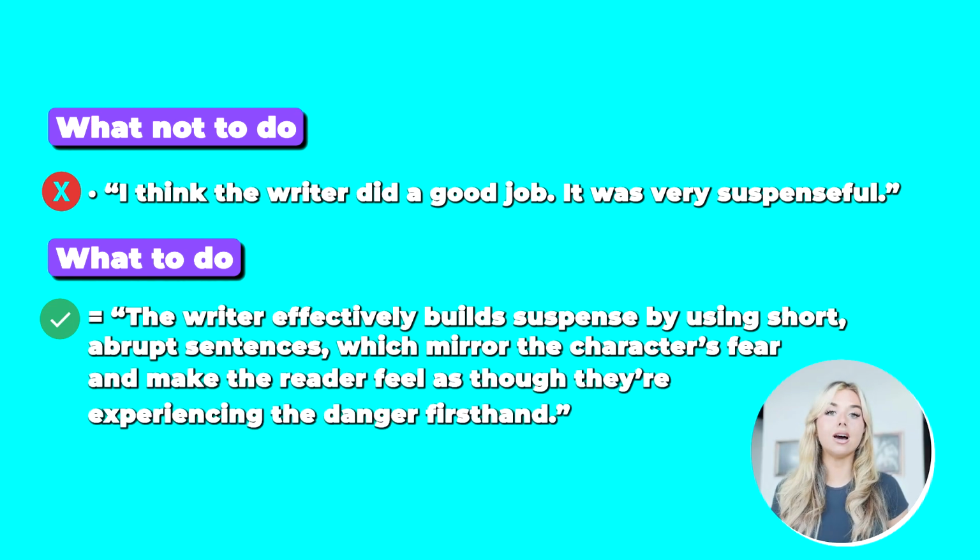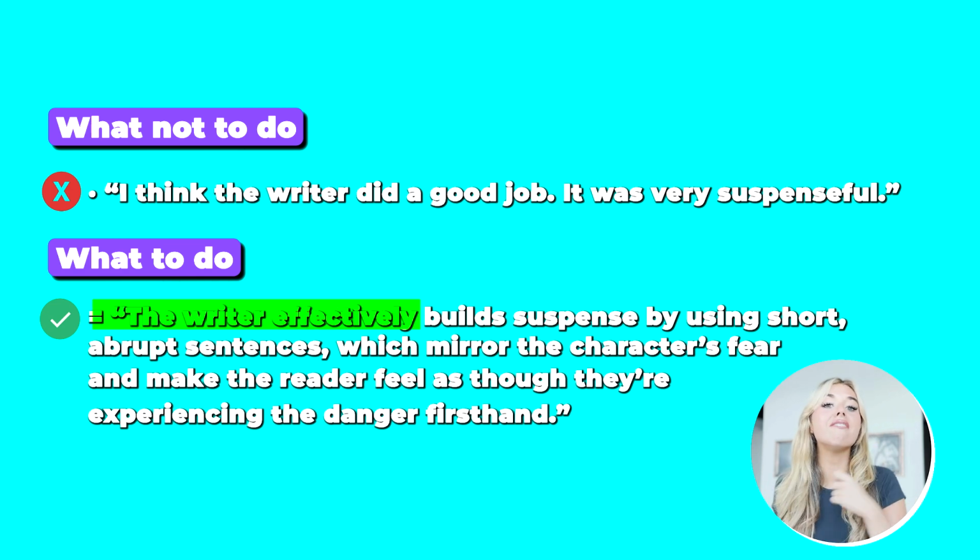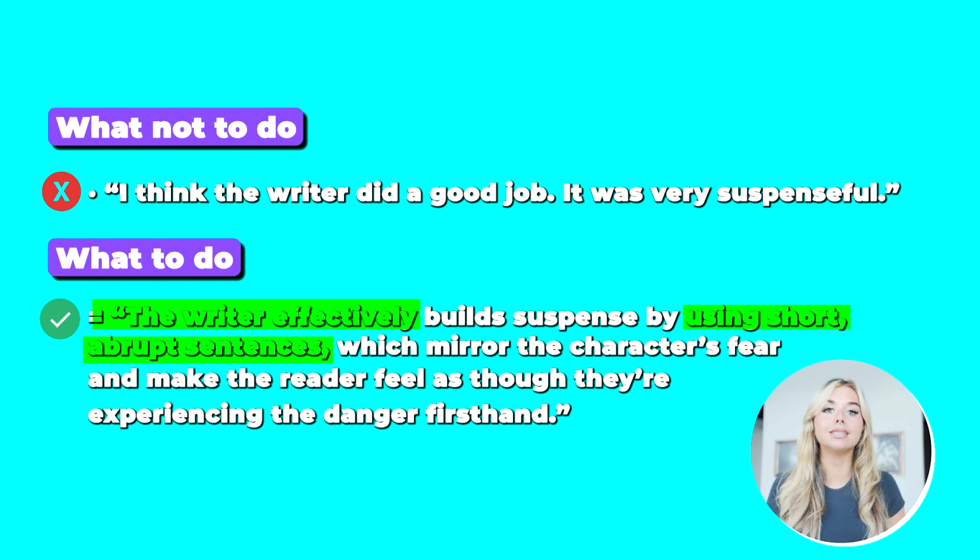So you can see here, I've not said, I think that, I've just said the writer effectively. That is my evaluative word. So think about, you need to be evaluating, they have effectively done that. And also what's good about this is I've given an example. I've said these short and abrupt sentences. So I've said they've effectively done something, which is my evaluative word, and then I've said the short, abrupt sentences. That's my example. And then I've gone on to explain why.